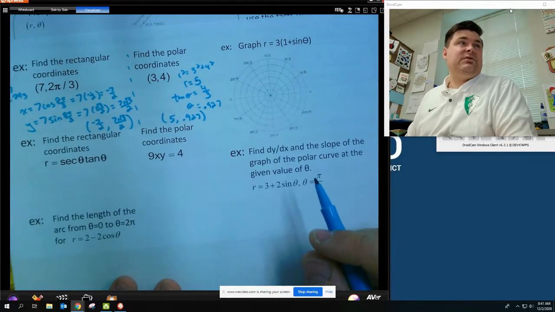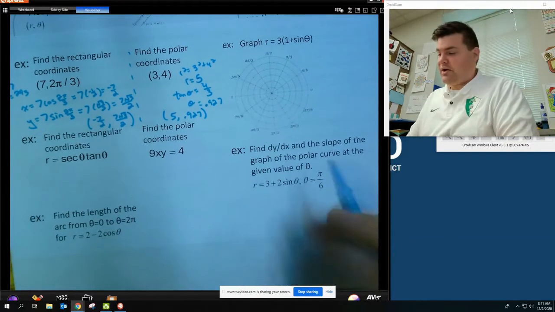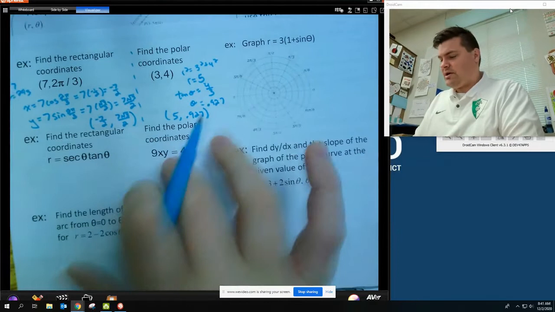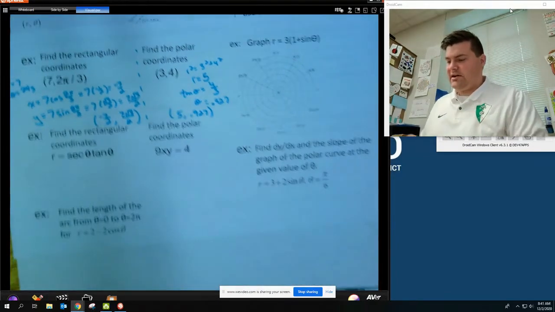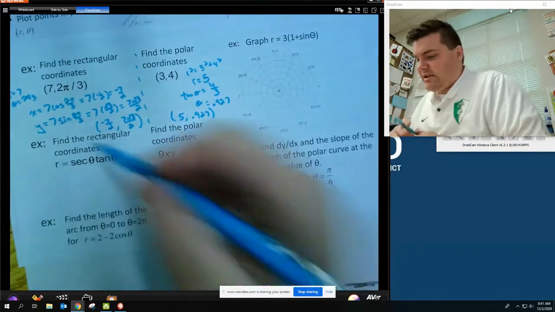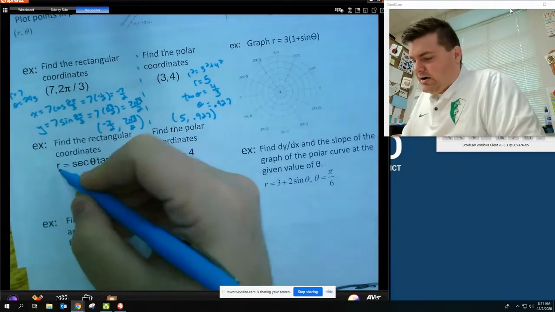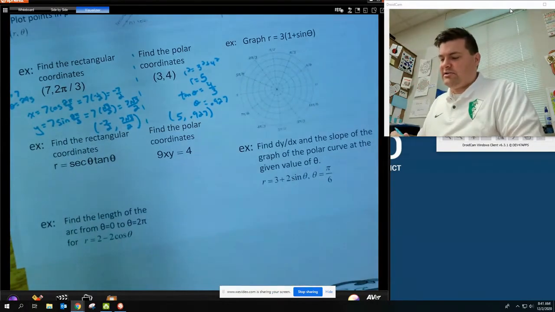Do I want to do the graphing now? I'll do the graphing later. I'm going to tackle these two, and then I'll hit the graphing, and then I'll hit the calculus. All right, so find the rectangular coordinates for this. I'm giving you r. I need to change everything into x's and y's.